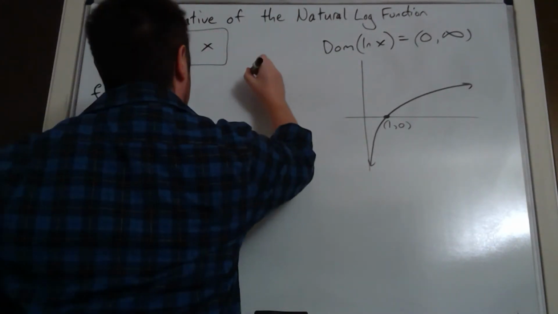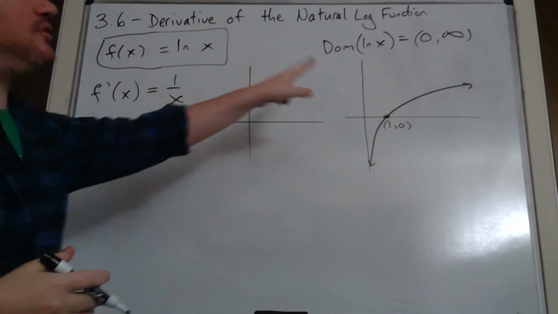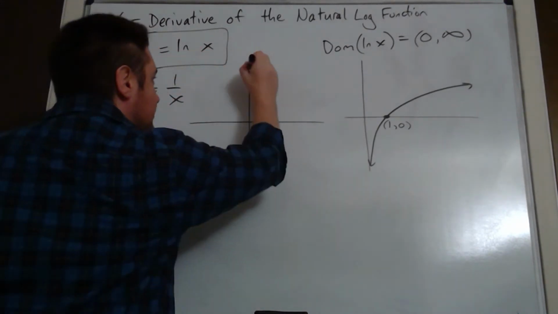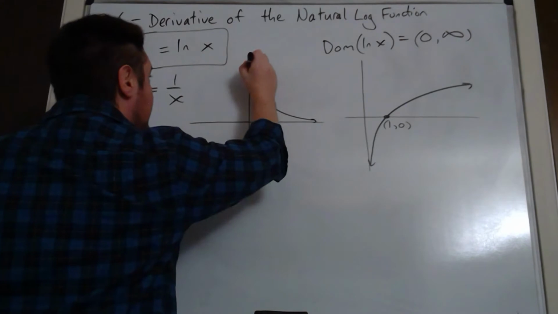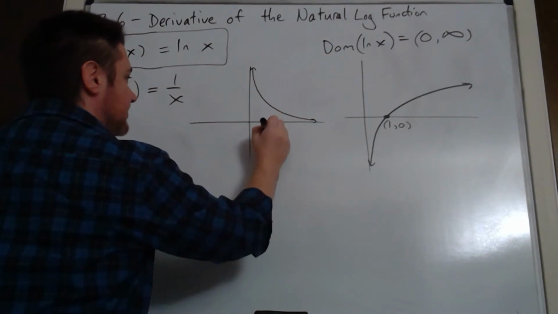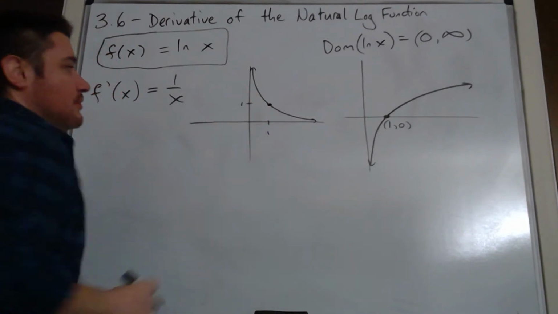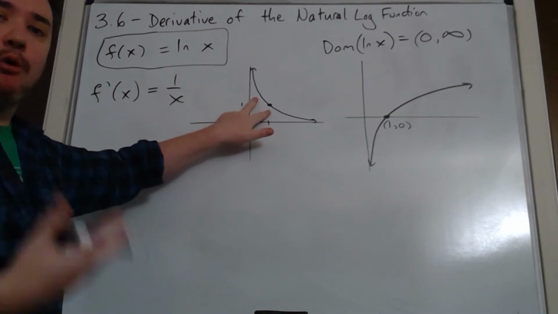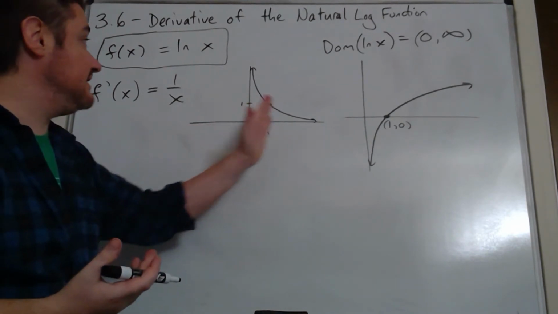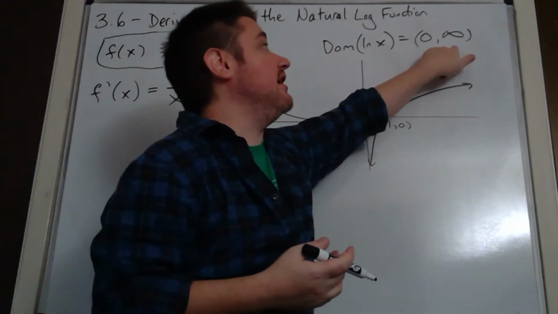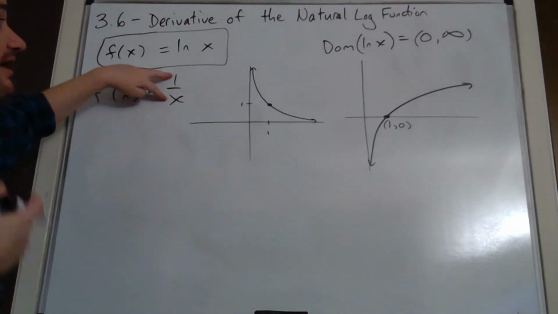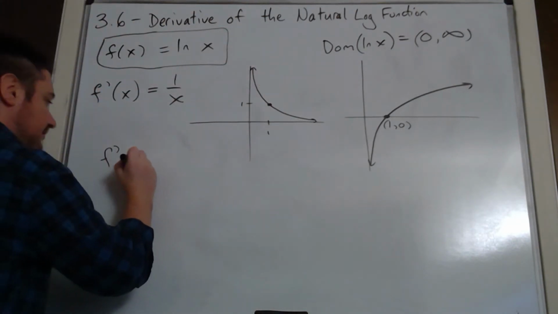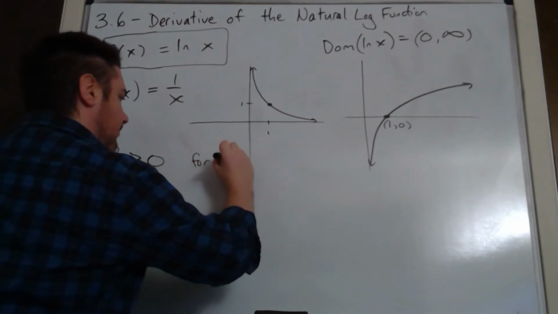All right, so let me graph the derivative. Since the domain of natural log of x is only positives, let me graph 1 over x for just positive values. So 1 over x looks something like this. 1 divided by 1 is 1, so this passes through the point 1, 1. This piece of the 1 over x function is always positive, meaning that for positive x values, 1 over x is always positive. So the derivative here is always positive: f prime greater than 0 for all x greater than 0.